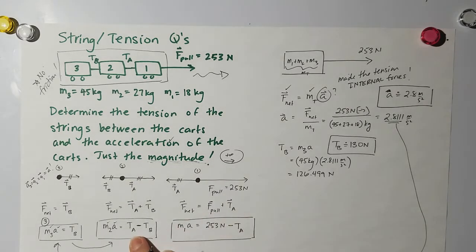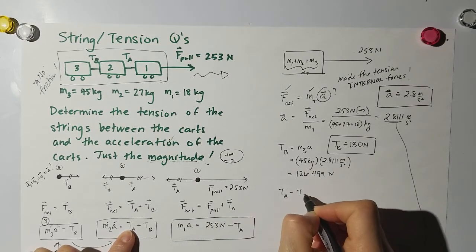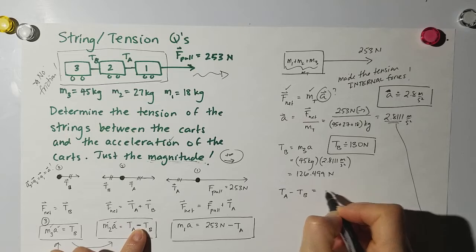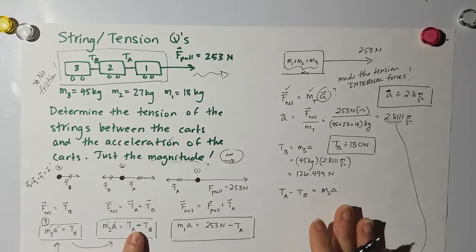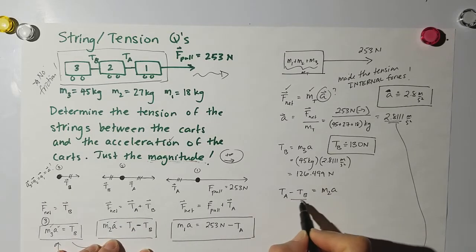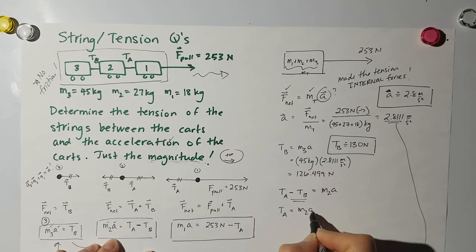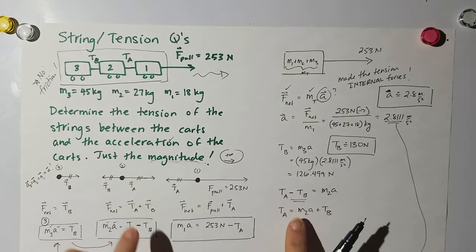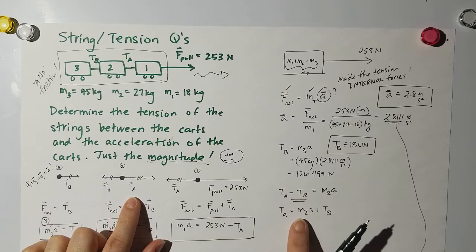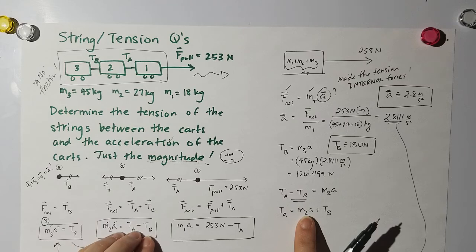And finally, to solve for TA, I'm just going to write the right side first. Okay. Now I have to rearrange this because I'm solving for TA. So what I'm going to do is add TB to both sides, and I get M2A plus TB. And then I'm going to talk about this equation. Well, let's talk about it now. So does it make sense that I'm adding these? Because originally I was subtracting them.